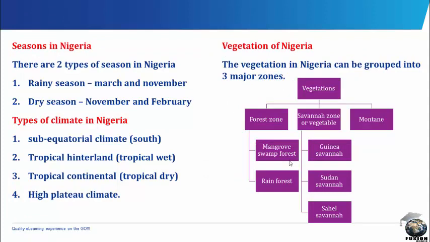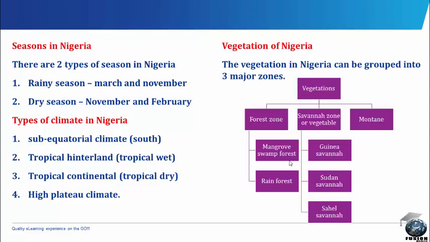Seasons in Nigeria. In Nigeria, there are 2 types of seasons, namely 1. Wet or rainy season. This occurs between March and September. Characteristics of wet season. 1. High temperature. 2. Low temperature. 3. Prevailing wind. 4. Heavy rainfall.